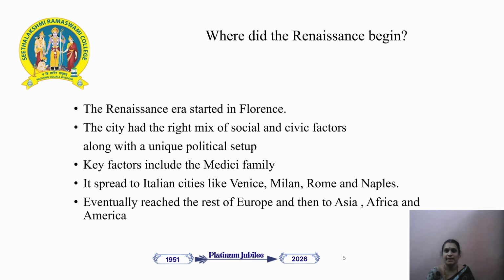Where did the Renaissance begin? The Renaissance era started in Florence, one of the Italian states. But why Florence? The city had the right mix of social and civic factors, along with the unique political setup. Historians have proposed various reasons for Florence being the birthplace of the Renaissance. But key factors include the powerful Medici family who ruled the city and the influence of Greek scholars and their texts that arrived after the fall of Constantinople.